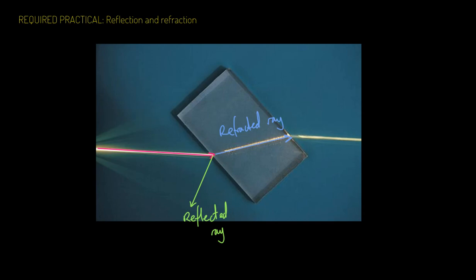Now you can do this experiment changing angles of things. You can do it changing the material. We'll just talk about general methods today because I'm sure you'll have done it your own particular way wherever out in the world you are. So let's start off by talking about reflection.